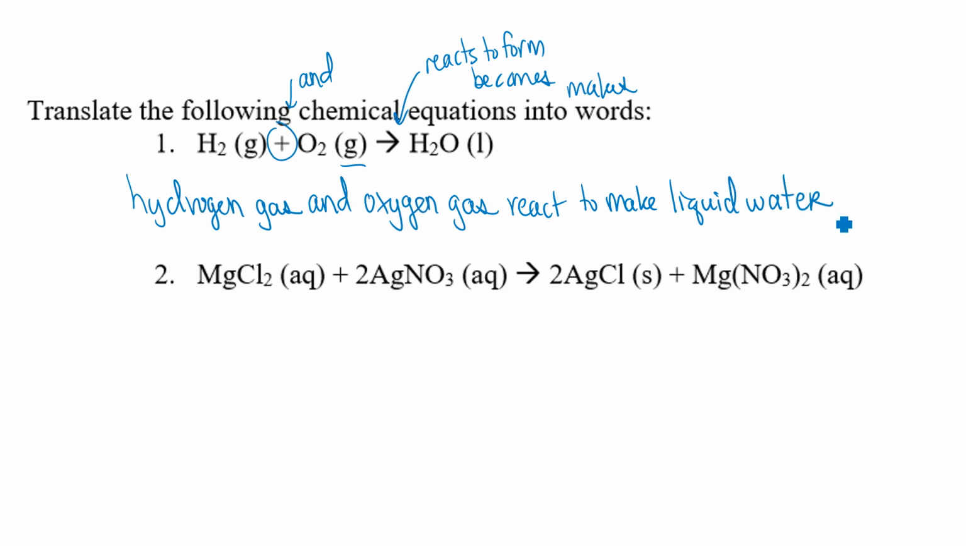So water is a covalent compound, and we didn't talk about how to name covalent compounds, but we're going to assume that H2O is one you're familiar with, and you know that's water. Okay, so let's try the next one.